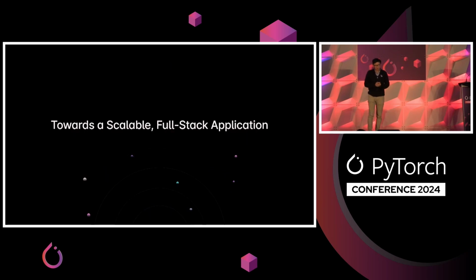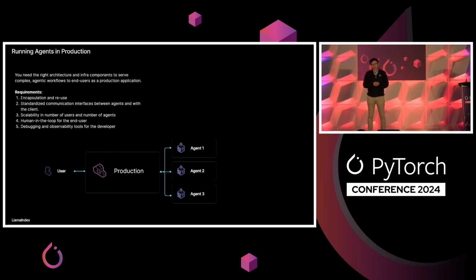The last thing I'll leave you with is a lot of agents we see these days are built in Jupyter notebooks. And we think about how you take this code that's written in notebooks and deploy it in production infrastructure. So we think you need the right infrastructure and architecture to deploy complex agentic workflows as production services. We want every agent to be modeled as an API interface.